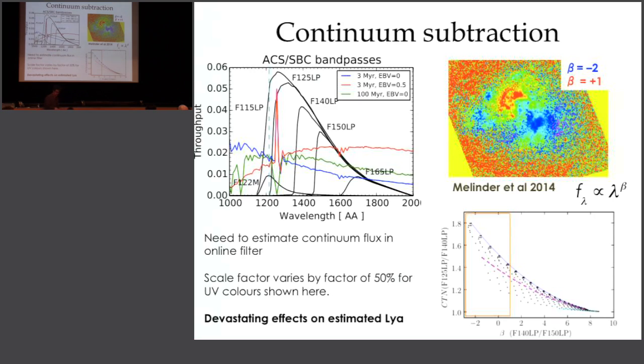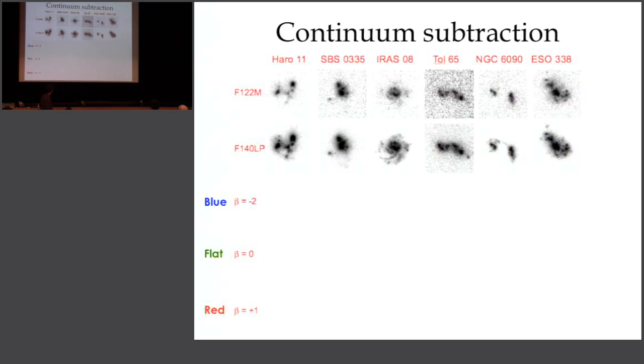And this can have absolutely devastating effects for the continuum subtraction and the estimation of the continuum flux at Lyman-alpha when you're doing imaging. Just to demonstrate, this is our sample of 6 galaxies here. This is an online filter up top, offline filter down there. I'm going to produce continuum subtractions assuming that the UV continuum has a slope of -2 in beta, so blue, flat with a beta of 0, flat in F lambda, and red with a beta slope of +1. All perfectly within the realms of possibility for star-forming galaxies.